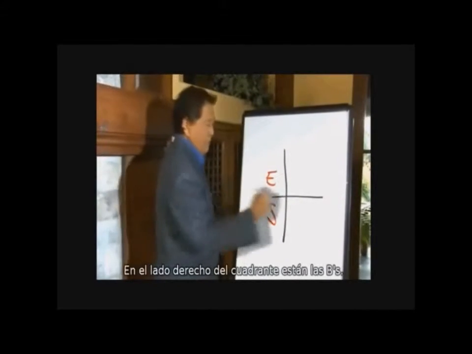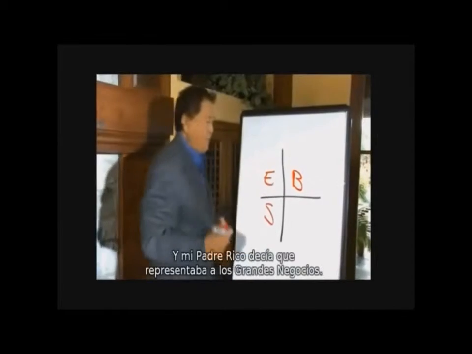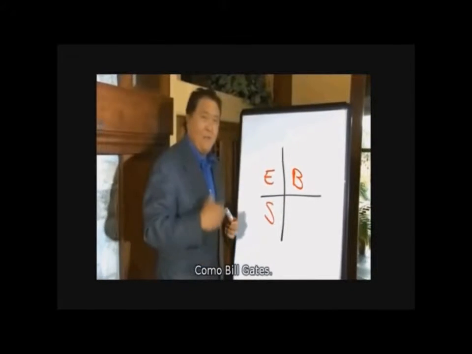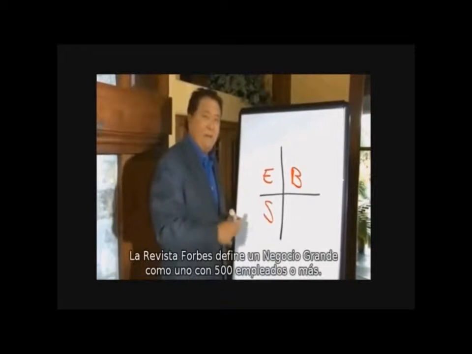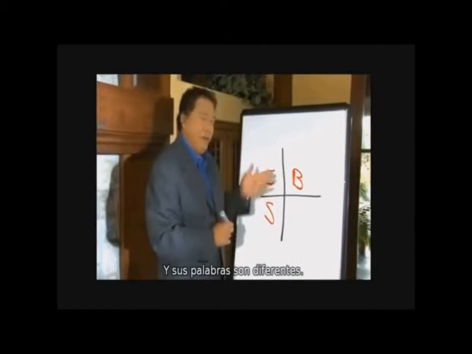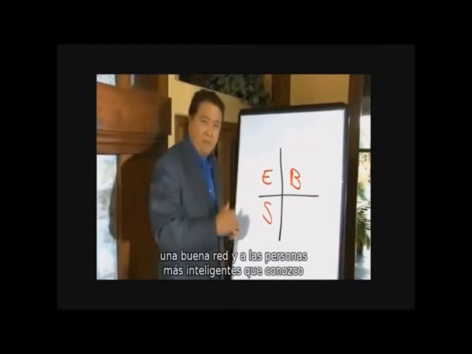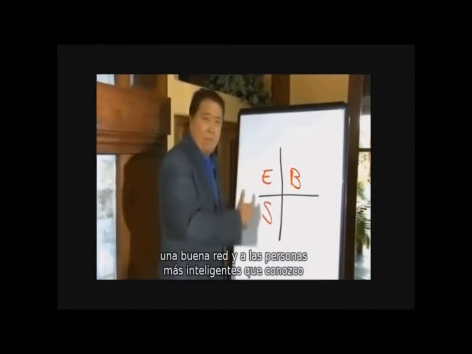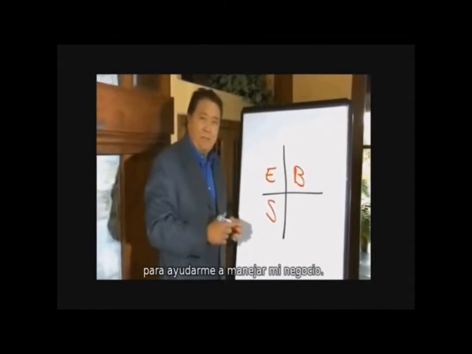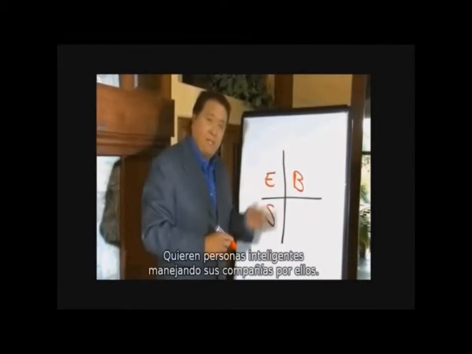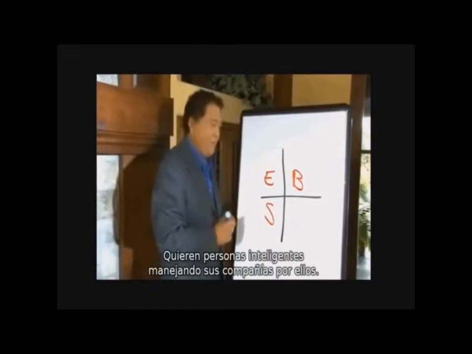On the right side of the quadrant are the B's. And what Rich Dad said the B stood for was big business, or like Bill Gates. Forbes defines big business as 500 employees or more. And their words are different. They say, I'm looking for a good system, a good network, and the smartest people I know to help run my business. So they're unlike the S. They don't want to run the company by themselves. They want smart people to run their companies for them.